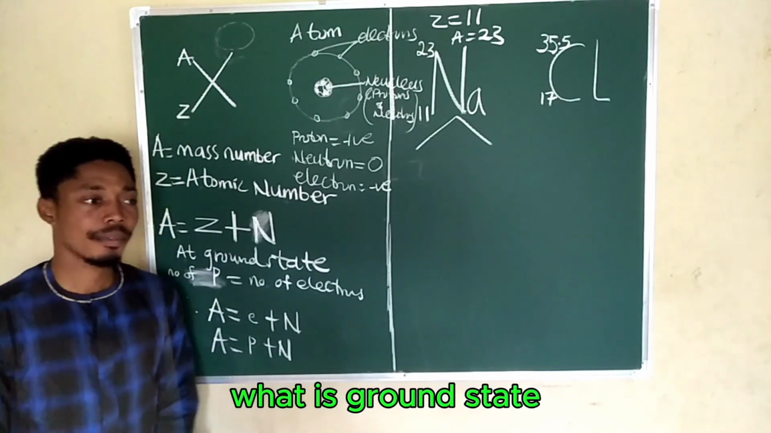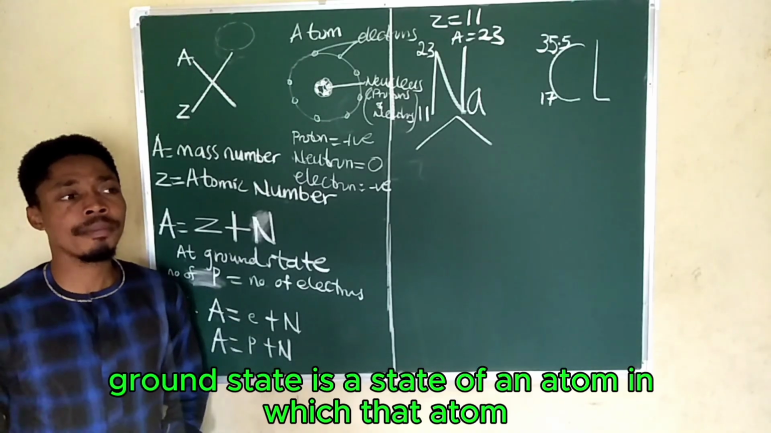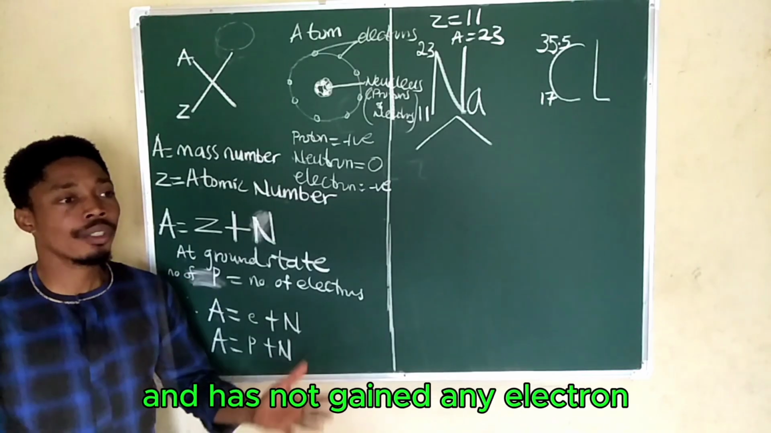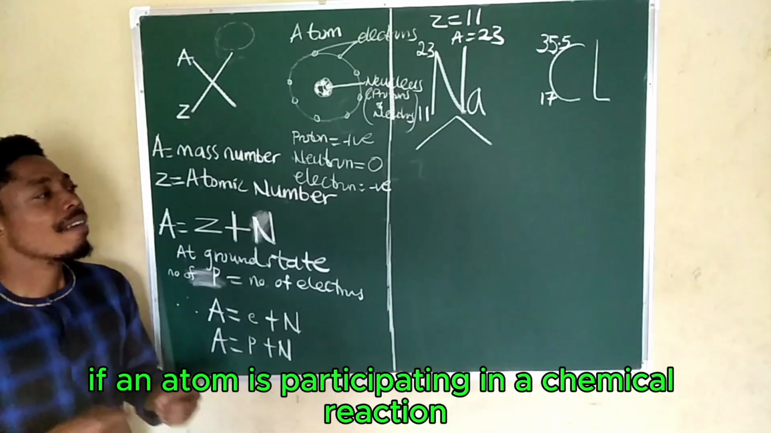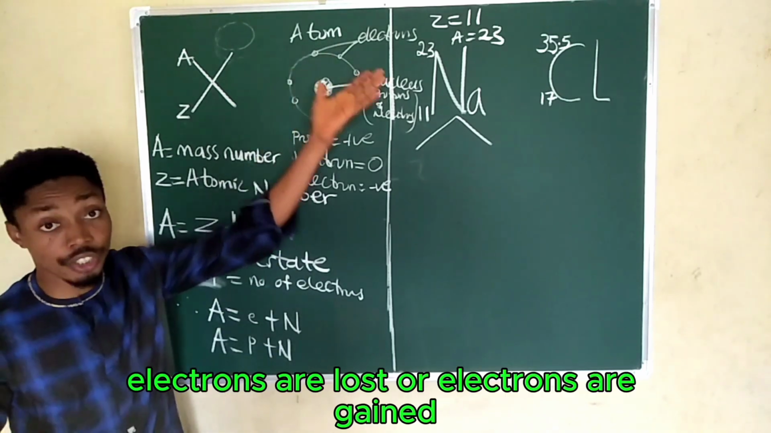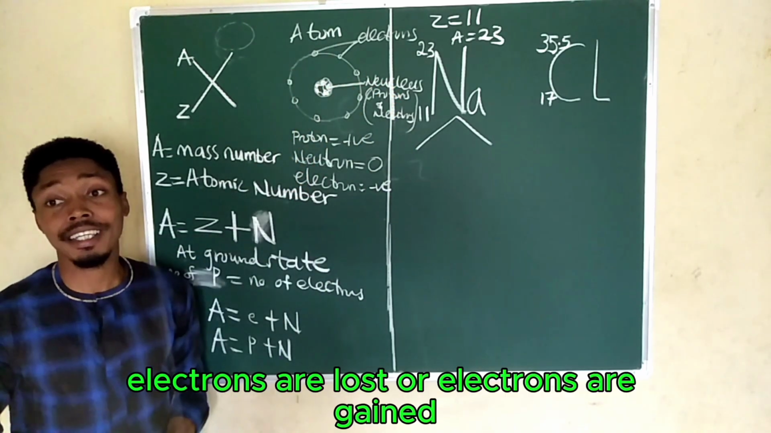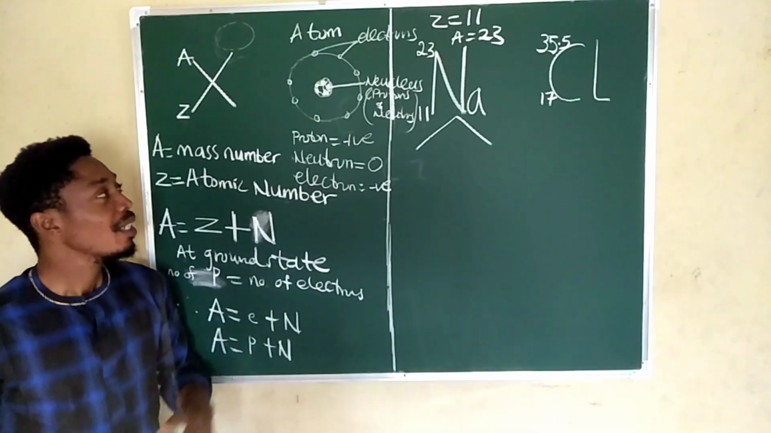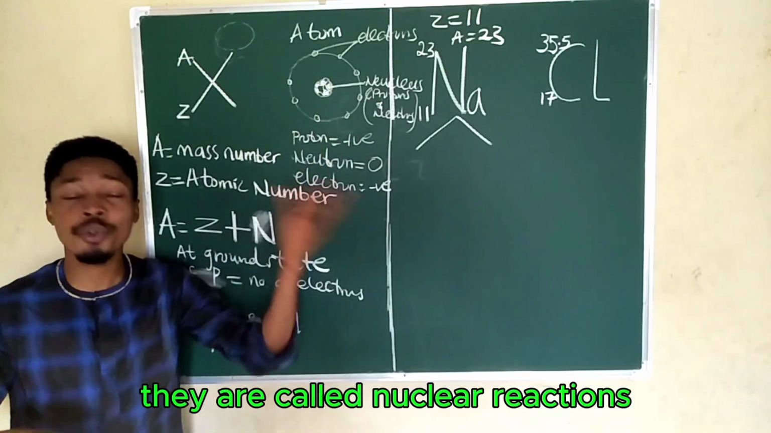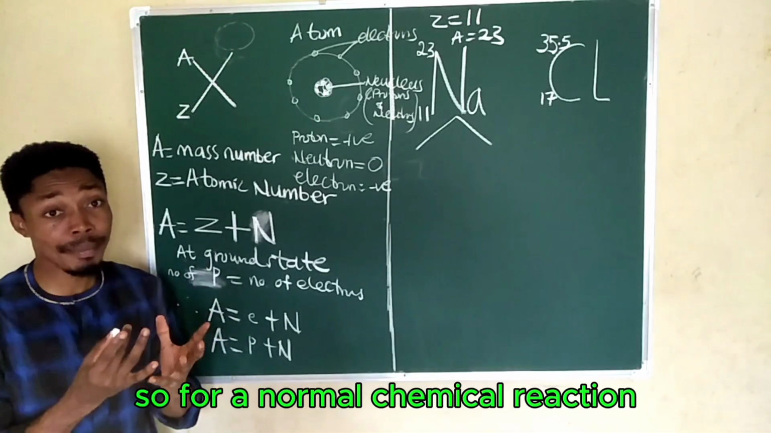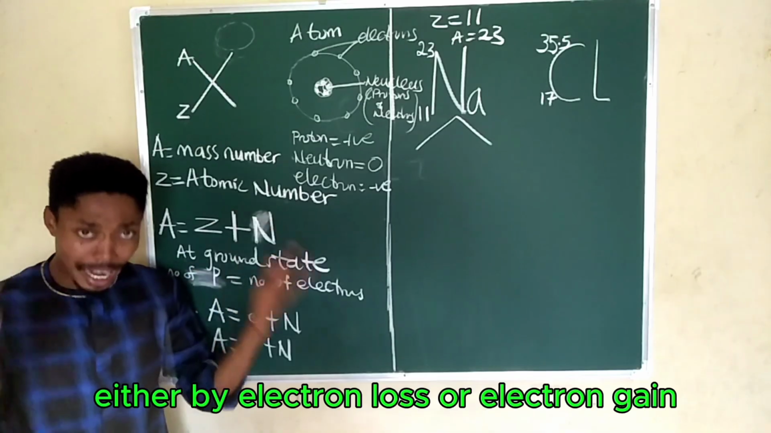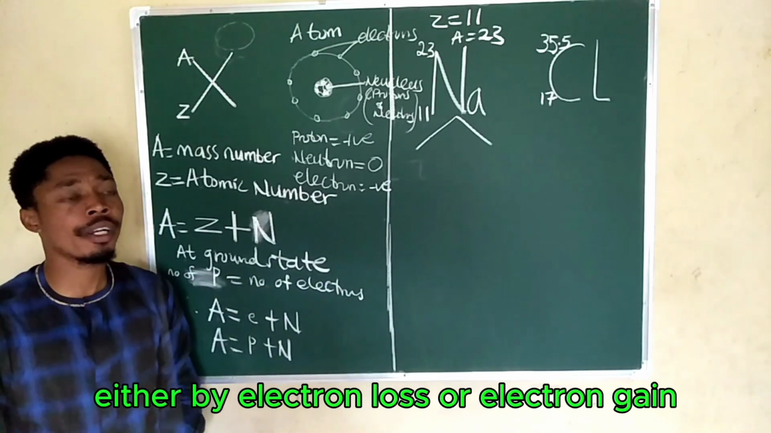What is ground state? Ground state is a state of an atom in which that atom has not lost any electron and has not gained any electron. If an atom is partaking in a chemical reaction, electrons are lost or electrons are gained for a normal chemical reaction. Chemical reactions that involve protons in the nucleus are called nuclear reactions.